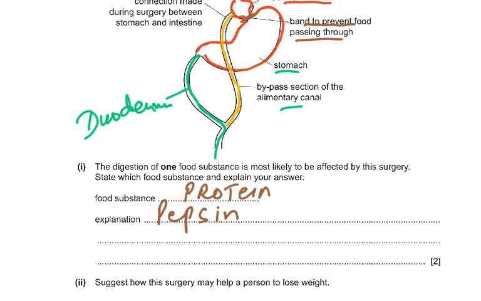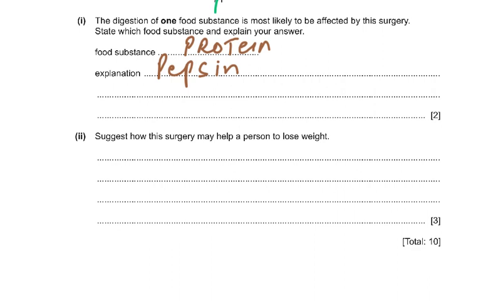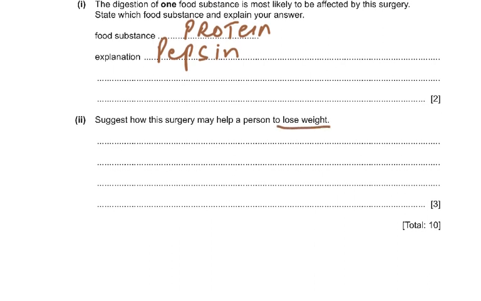So protein digestion by pepsin, or the mixing of the contents, or maybe mechanical digestion, will not take place, and also the chemical digestion will not take place. So the HCl and all that will not be really able to work very profitably. Then it says suggest how this surgery may help a person to lose weight. And that's a total 10 marks. This was 3 marks. How would this help lose weight?